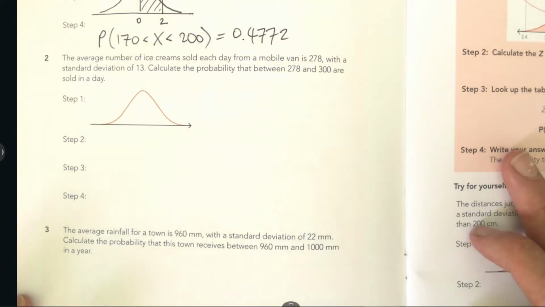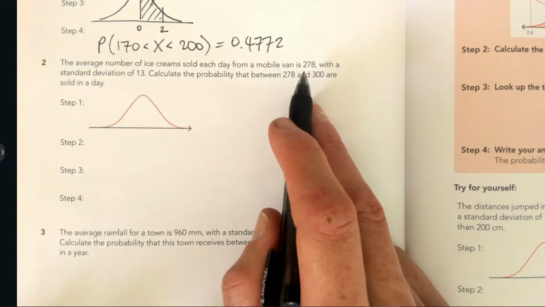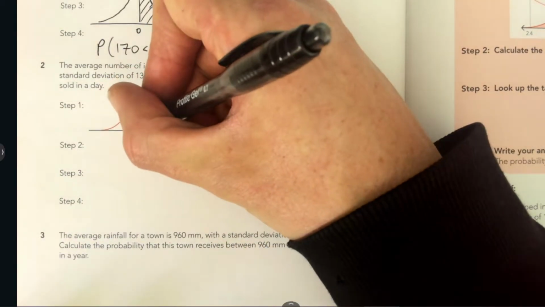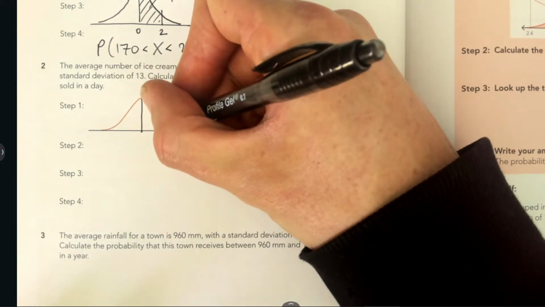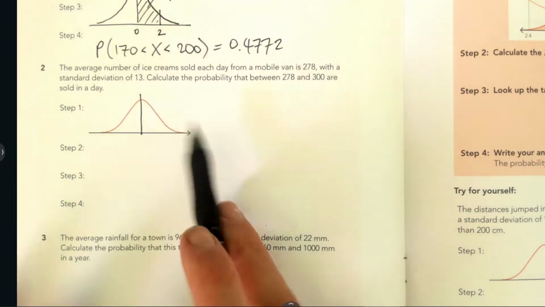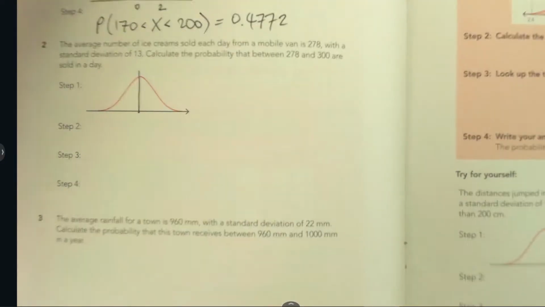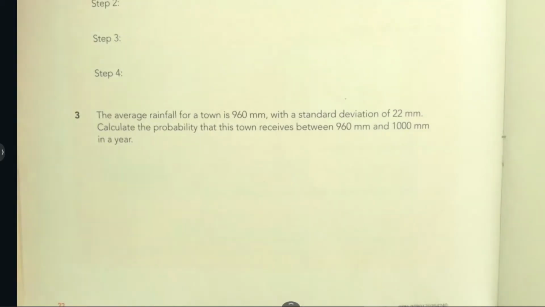Okay. The average number of ice creams sold each day from a mobile van is 278. This is between 278 and 300. It's exactly the same thing. You're going to put 278 here, and it's going to be between that and 300. It's looking too similar to exactly how I worked out this question, so I'm going to go to question 3. It might be a little bit more challenging. Let's find out. Let's move my camera over. Give me a second to autofocus.